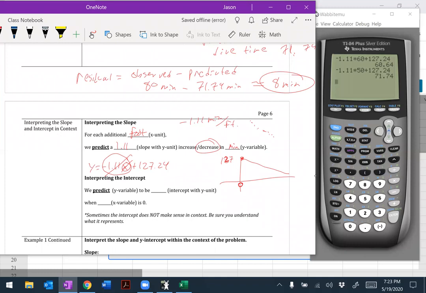We would predict 127 minutes, okay, or 127 minutes would be available when the feet, or the x variable, is 0. Okay, when we're 0 feet deep, we could go about 2 hours on our tanks.